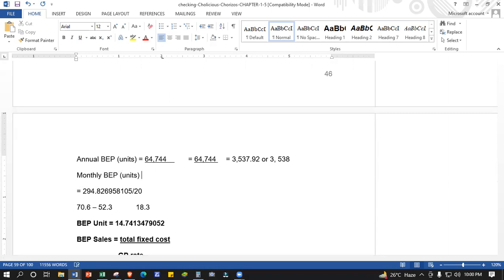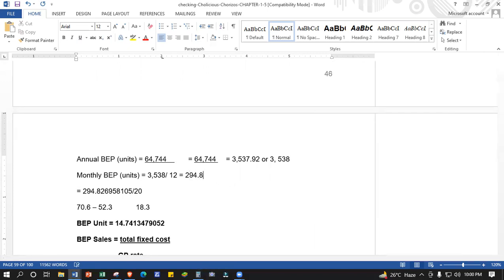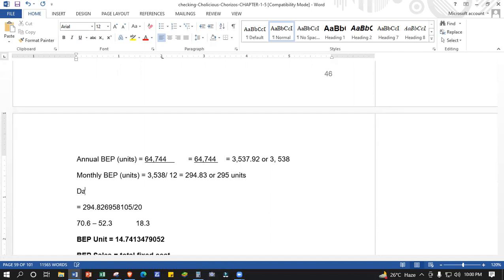BEP units gyapon is equals to 3538 divided by 12. So that's 294.83 or 295 units. Then daily BEP units. So I would presume nga 20 days mag-operate. So 295 divided by 20. So that's equals to pila?